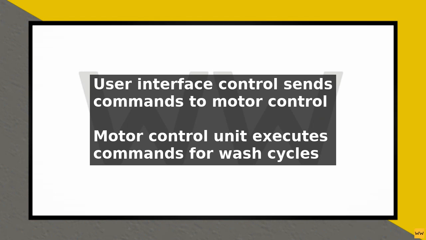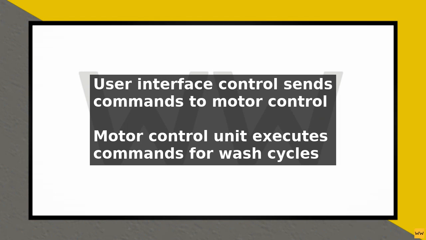There are several reasons why the E35 error code may occur. One of the primary reasons is faulty wiring between the user interface control and the motor control unit. Over time, the wires can become damaged or corroded, disrupting the communication between the two components.